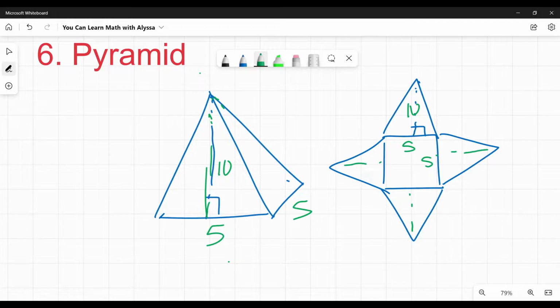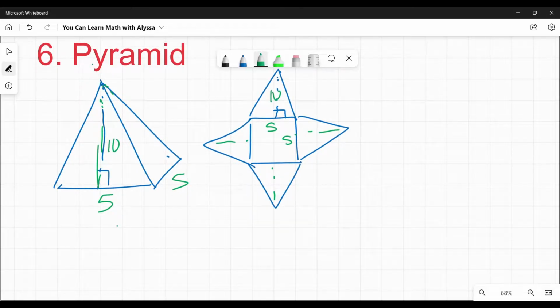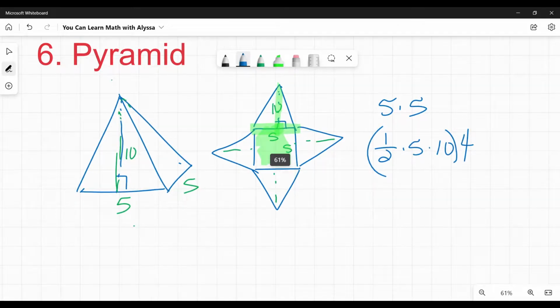All these are going to match. They're going to be 4 identical triangles. So if I am figuring this out, I have 5 by 5 for my base square there. 5 times 5 covers that. And then I have 4 triangles with a base of 5 and a height of 10. Area of a triangle is 1/2 times base times the height. And then remember, I have 4 of these triangles.